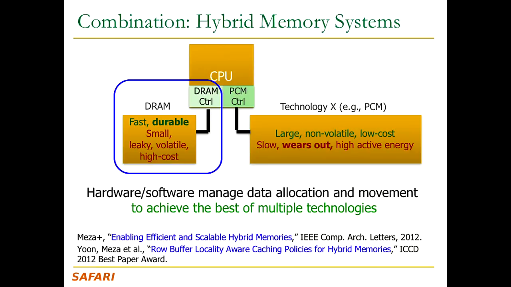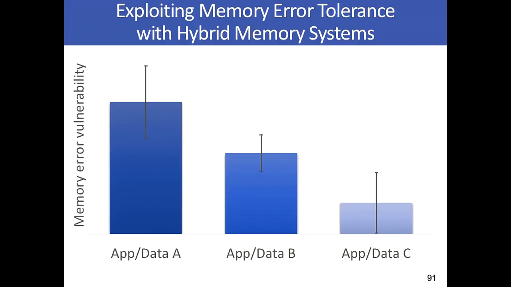Let me give you one example. So we're going to cover in this course both DRAM and these other technologies as well. But let me give you one example just to stretch your minds. Remember I said embracing it is a possibility, right? How could we embrace unreliable memory? So if you look at this abstract picture, what this shows is different data in a given application and the memory error vulnerability of that data.